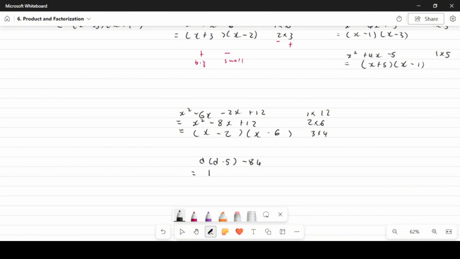Let's say that we have d squared minus 5d minus 84. Very simple. See, now look here. Very small middle term, very large outer term. So you're going to deal more with factors that will be right at the bottom. But if you want to list it out, it'll be 1 times 84, 2 times 42, 3 times 28, 4 times 21, 6 times 14, 7 times 12.